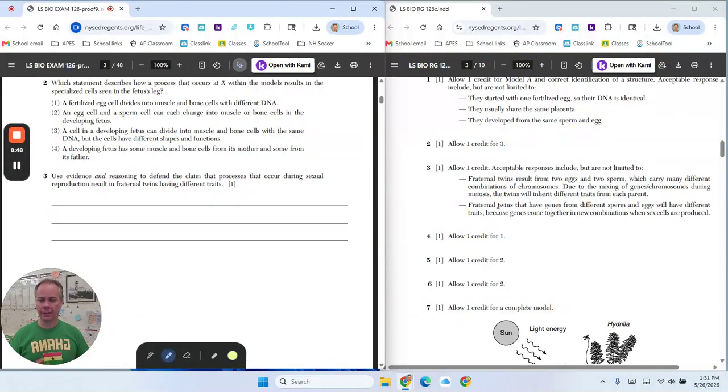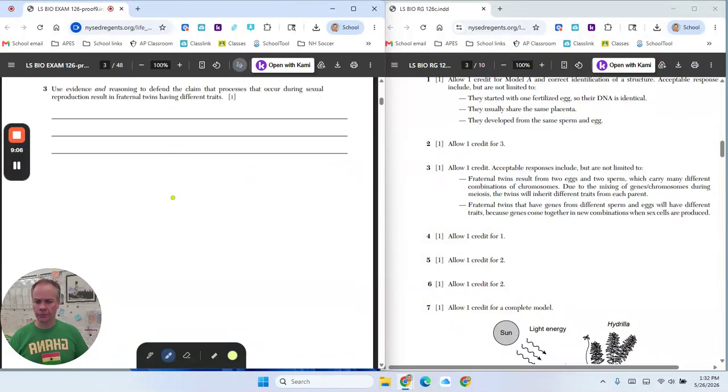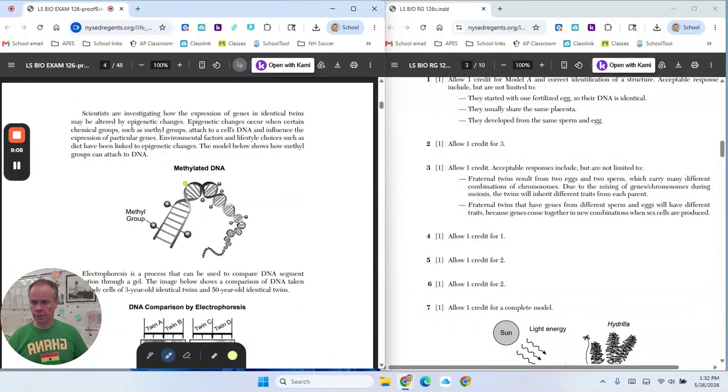Every egg cell and sperm cell created through the process of meiosis has different sets of chromosomes, different genes, and that's where the variation in sexual reproduction comes from. So read your answer, see if you would have earned credit on number 3 based on those guidelines. And we're going to continue down.